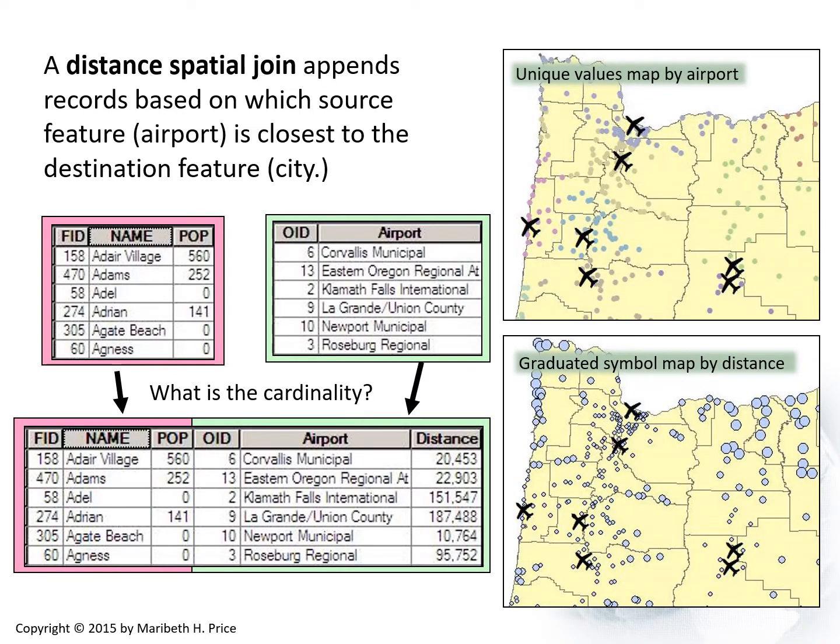The first type of join we can talk about here is a distance spatial join. A distance spatial join appends records based on which source feature is closest to which destination. So in this example, you have this source like airports, and you have another layer, cities, and we're going to do this distance spatial join, and what we're trying to do is to attach the airport to the city, okay? And it's just a simple distance thing where the airport that's closest to each city becomes that city's airport.